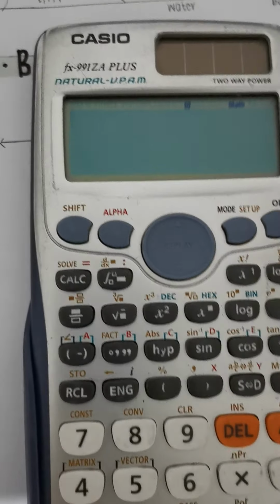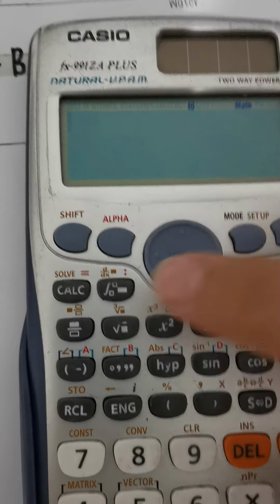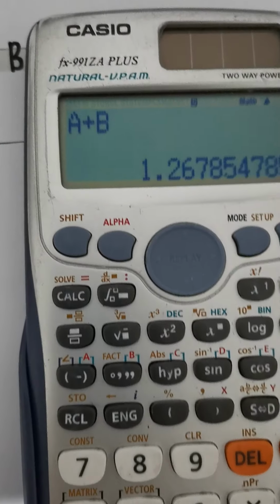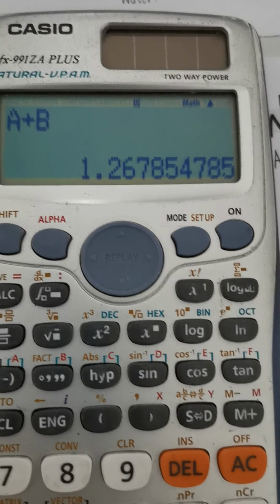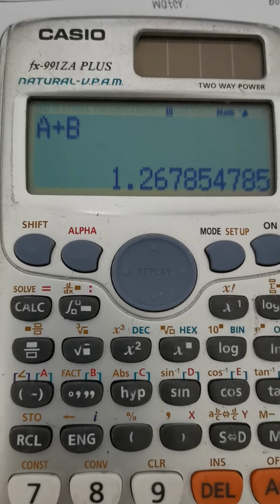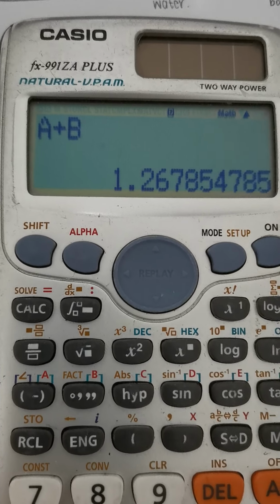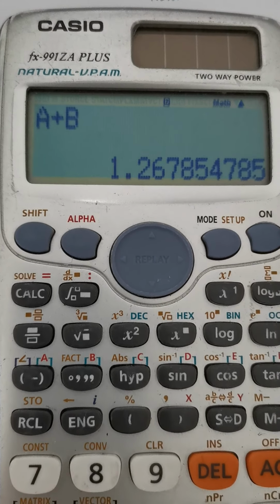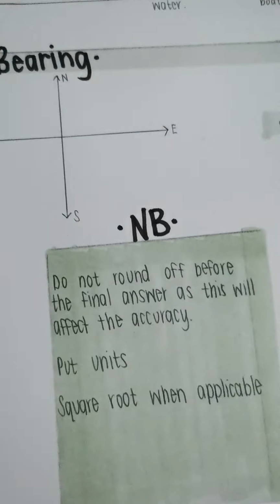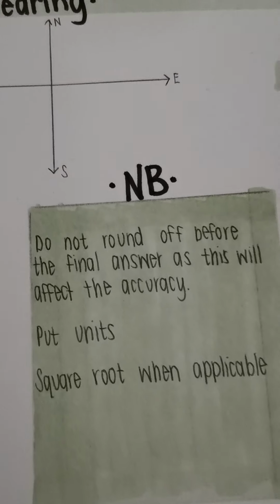Let's do this. If I wanted to add them, then you would press alpha A plus alpha B. There we go. Now I've added them and I haven't compromised the accuracy of my actual value, because it's all on the calculator with all the decimals that it could possibly be. Sorry for making so many mistakes in between. Anyway, let's get back to what we were talking about.